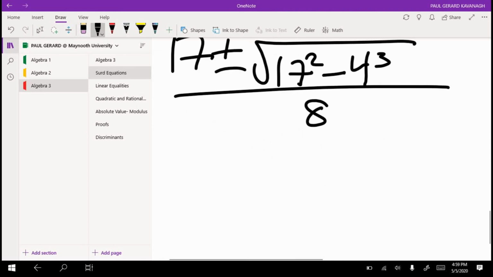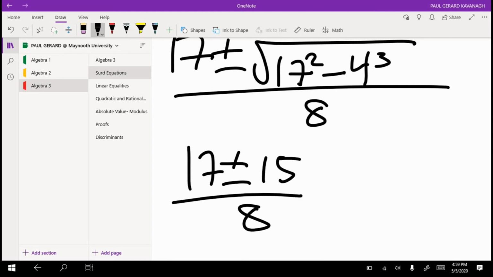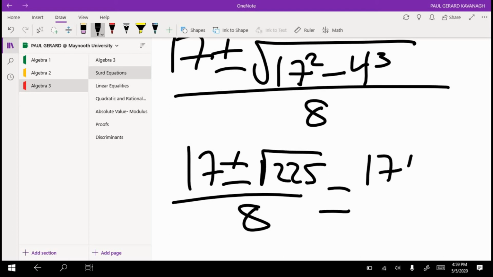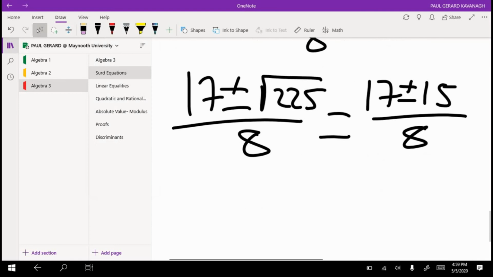Okay. So now you just get your calculator out. That's going to be a massive number, so I'm going to use my calculator. So we're going to have 17 squared minus 4 cubed. That's going to be 225, so 17 plus or minus, actually I'm going to do this quickly, it's plus or minus 15 all over 8. So what this would be is square root 225, and that's just 17 plus or minus 15 all over 8. Okay, so now we're going to see what that is.